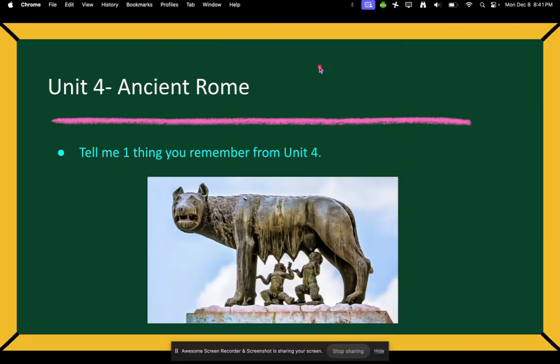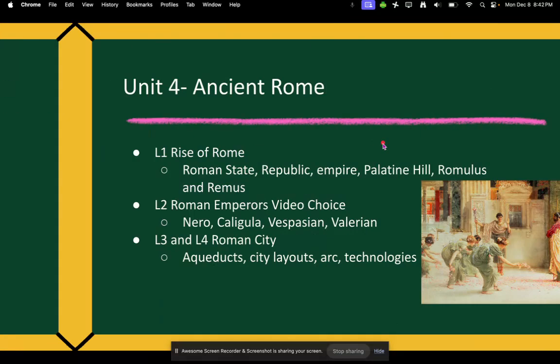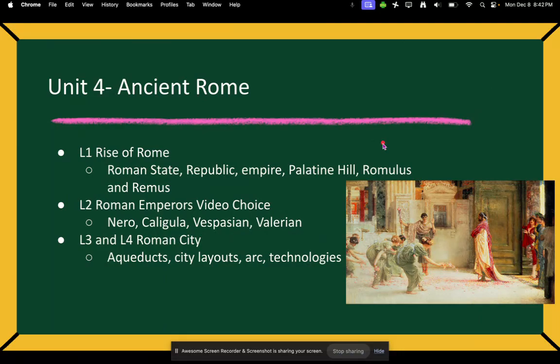All right, then we're on to Unit 4, Ancient Rome. Tell me one thing you remember about Unit 4. Yeah, maybe you remember the weird, creepy dog and baby statue. Maybe that's what you remember, which is fine.